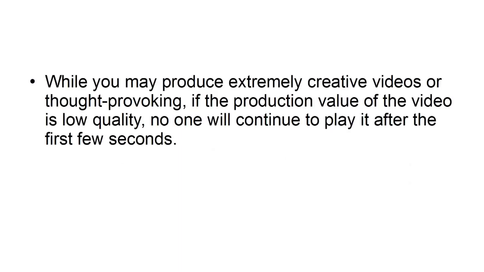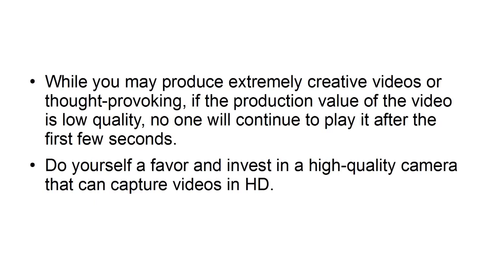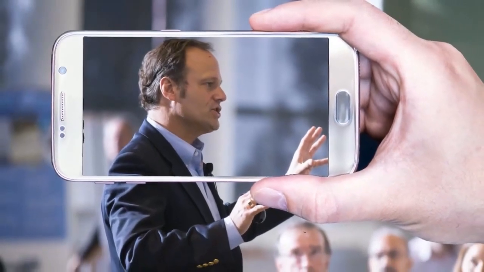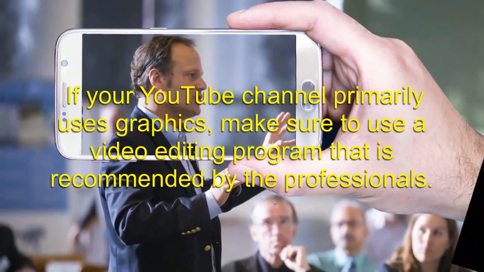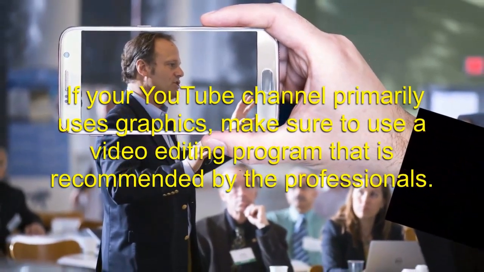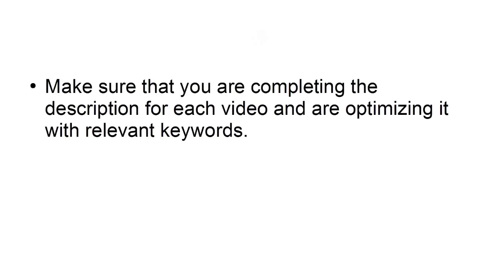Produce quality videos. While you may produce extremely creative videos or thought-provoking, if the production value of the video is low quality, no one will continue to play it after the first few seconds. Do yourself a favor and invest in a high-quality camera that can capture videos in HD. Luckily, many of the smartphones on the market today can do this. If your YouTube channel primarily uses graphics, make sure to use a video editing program that is recommended by the professionals.